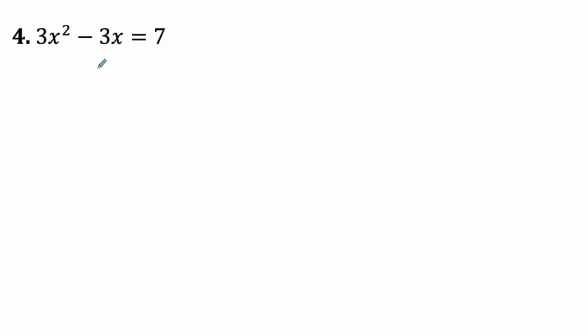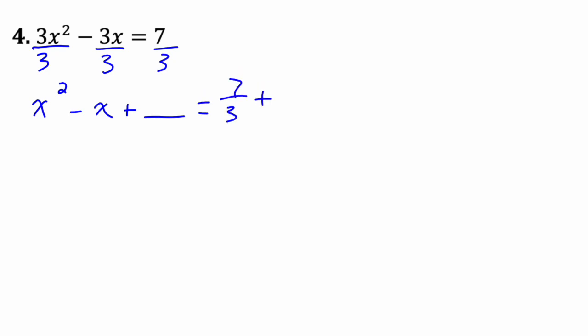Same thing, we need to start this off by dividing out a 3. We have to get that x squared by itself. So we're going to divide everything by 3. So x squared minus x, I'm still doing my plus, leave a space, 7 over 3, just leave it as 7 over 3. We don't want to use mixed numbers or decimals. Just leave it as an improper fraction.